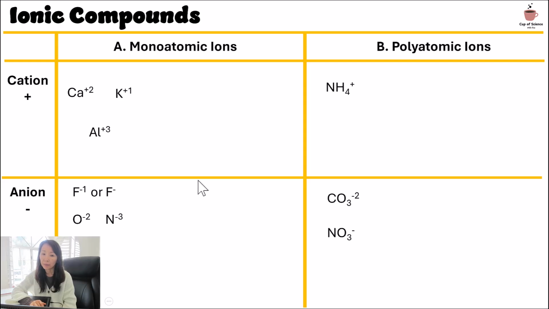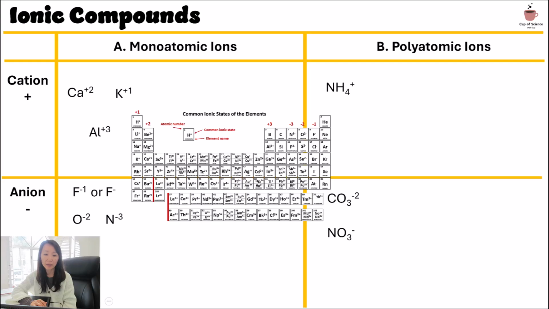Now, for the monoatomic ions, how did I know what charge to associate them with? Well, you need to look at the common ionic states of elements, or you could look at the periodic table and look at the trend of the charges. +1, +2, and then you skip over, and it tends to have +3, then skip, -3, -2, and -1. That is how I know which element has what charge.